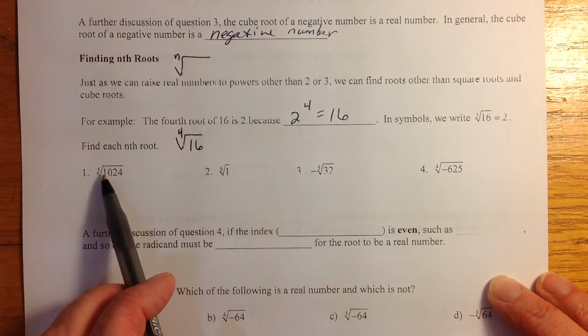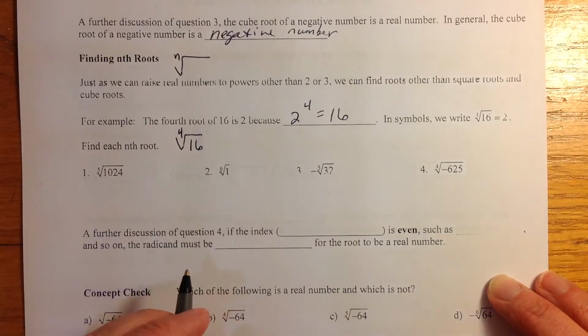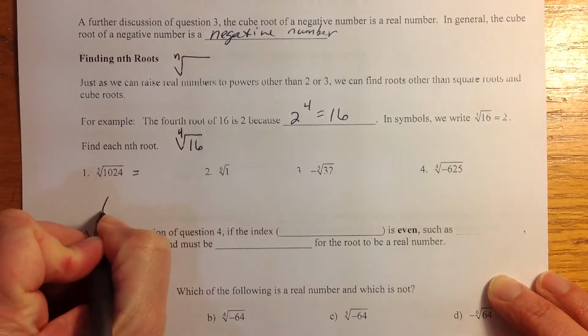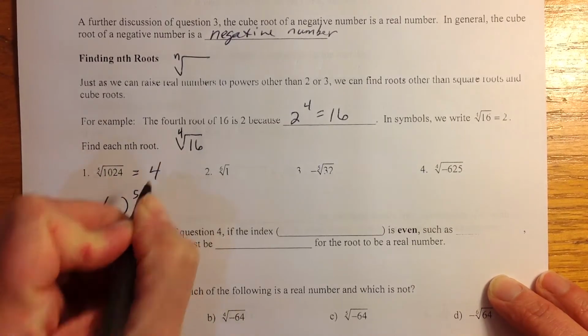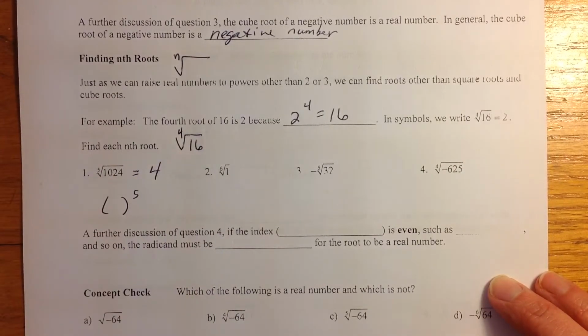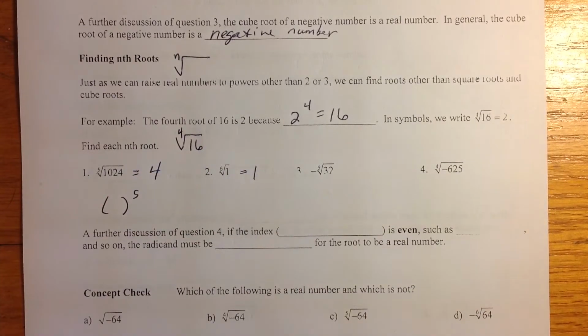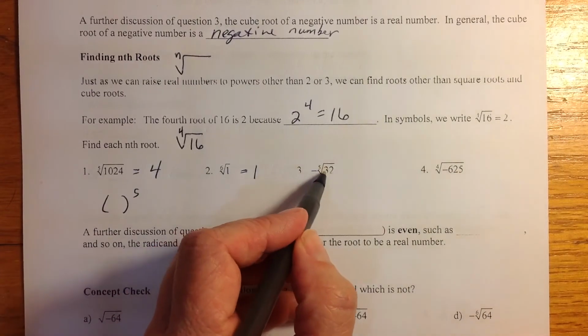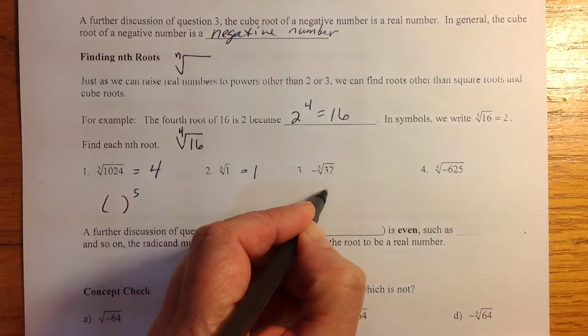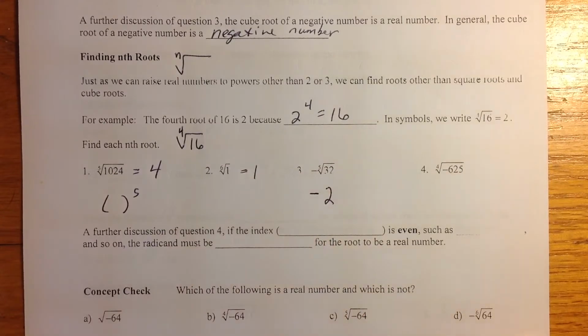Okay, so if we take the fifth root of 1024, we're looking for what number we would need to use 5 times. Well, that would be 4. The sixth root of 1 is 1. Actually, any root of 1 is 1 because 1 can be multiplied with itself as many times as you'd like, and you still get 1. The negative fifth root of 32 is what number do we need 5 times? So 2, and the negative is a tag-along.